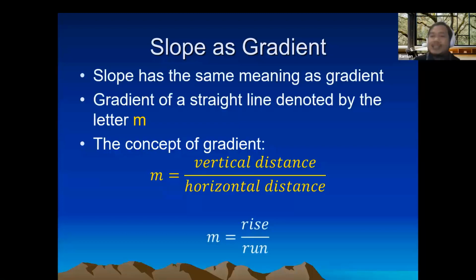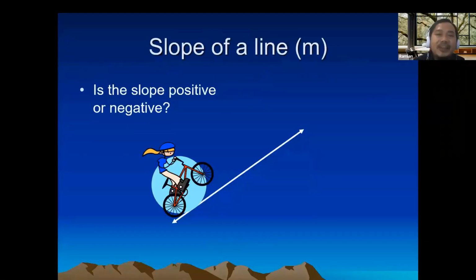Okay, so all we can say, an easier way to say that, is m equals rise over run. Okay, so here we go. Which means that we need to make a difference between those two images that I have previously shown you.